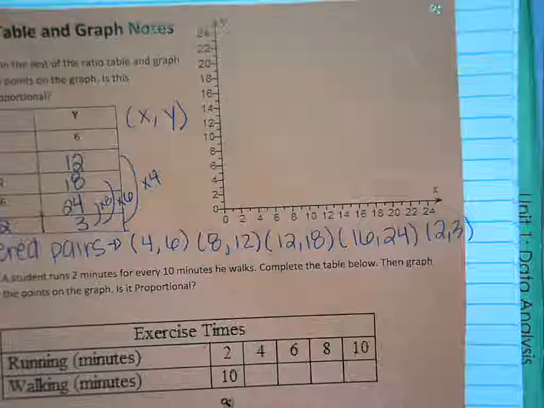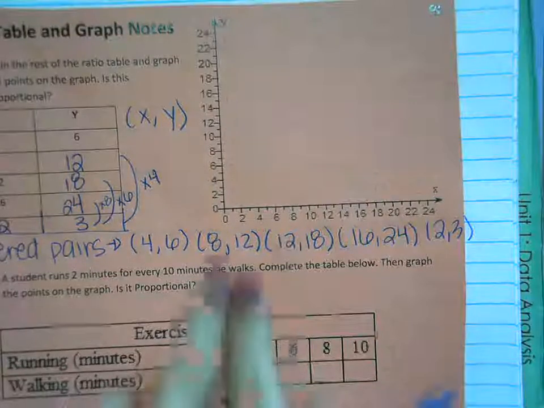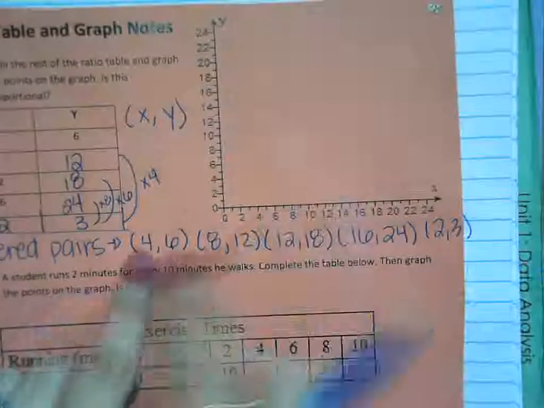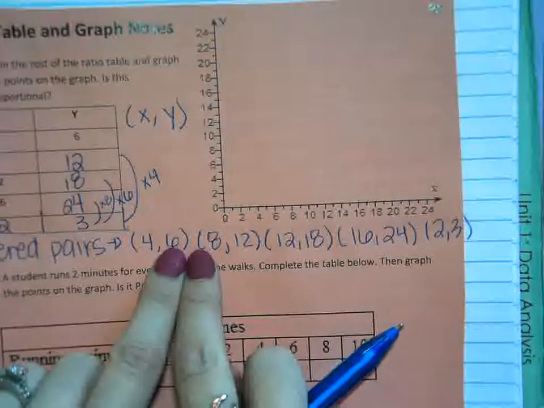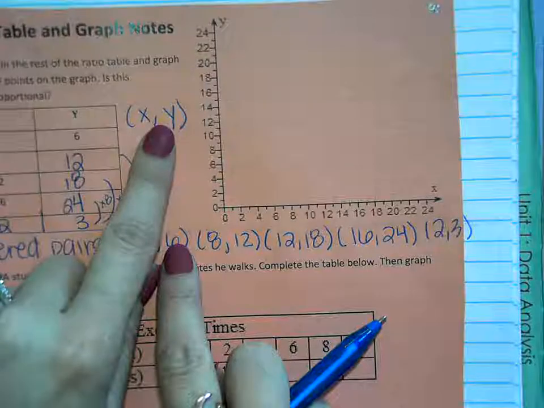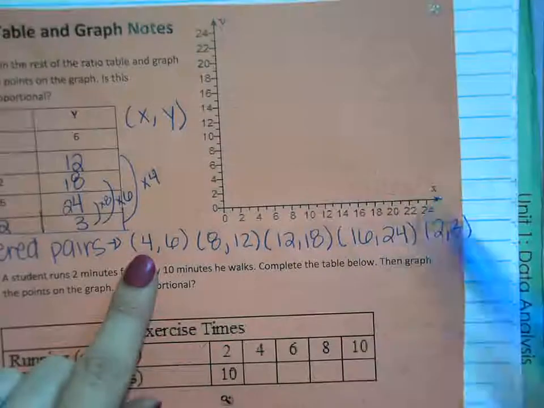Questions on how to write an ordered pair? So now we have to take these ordered pairs and graph them on the coordinate plane. X comes before y, because it's my x and my y. Does everyone see that? So I would go x, which is across, before I go up.